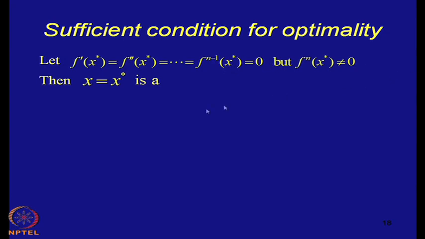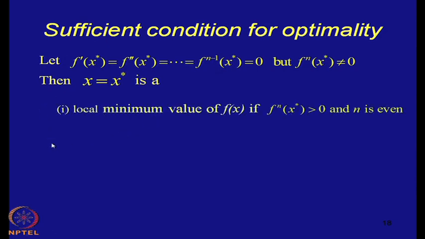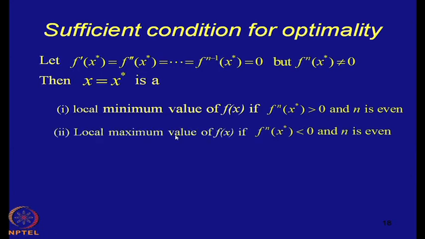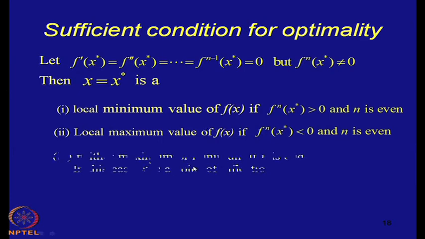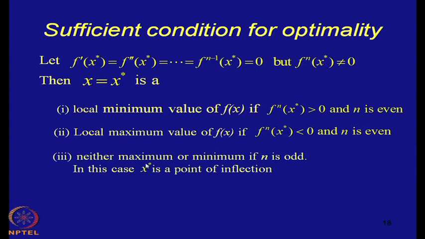but the nth order derivative is not equal to 0, then the sufficient condition tells us that x equal to x* would be the local minimum value of f(x) if f^(n)(x*) is greater than 0 when n is even, and it would be the local maximum value of f(x) if f^(n)(x*) is less than 0 and n is even. But when n is odd, we cannot say anything about the nature of the extreme point. We will say it is neither maximum nor minimum, that is the saddle point rather. That is why this point is said to be the point of inflection.